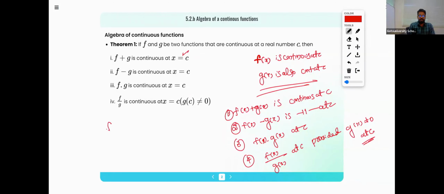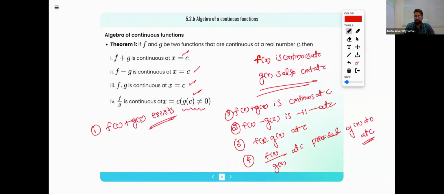So I can say f of c plus g of c exists because its left hand limit and right hand limit are equal to each other, and this exists. Okay, similarly the difference exists and the product exists and the ratio exists provided g of c is not equal to 0. Can you tell me why g of c should not be equal to 0? Because if 0 is there at the denominator, our value will be indefinite, right? Yes. That's all about the algebra of these functions.